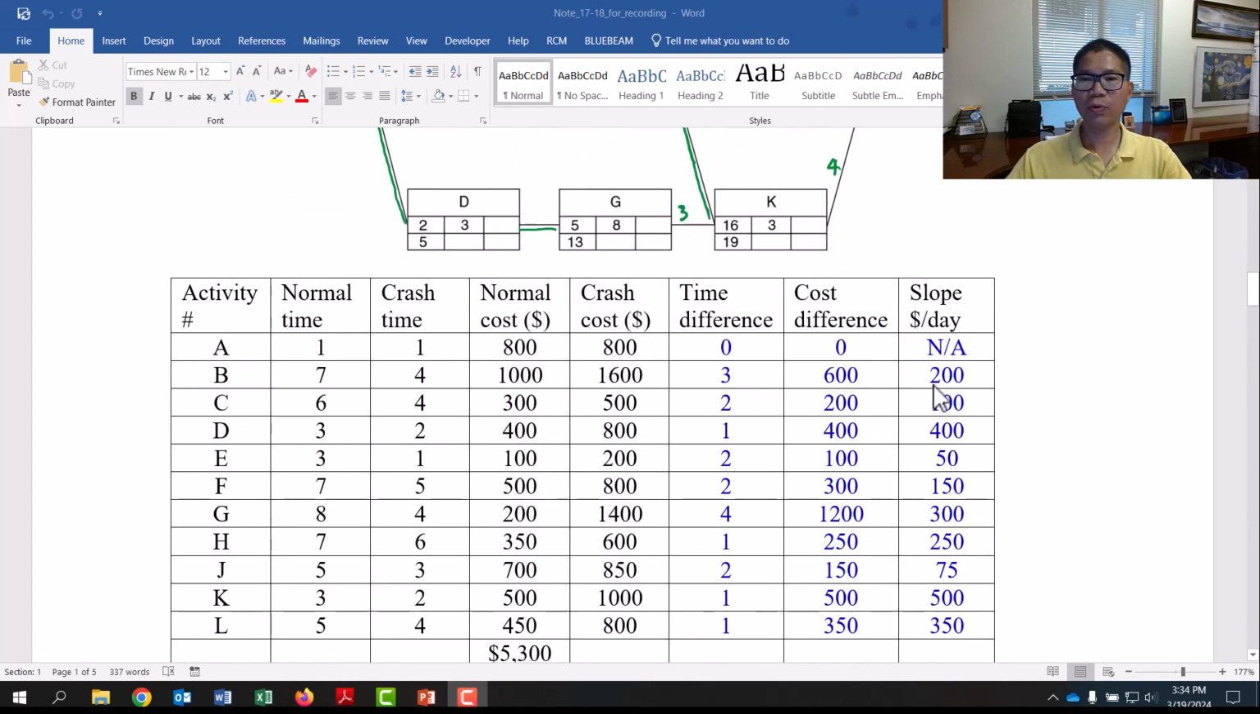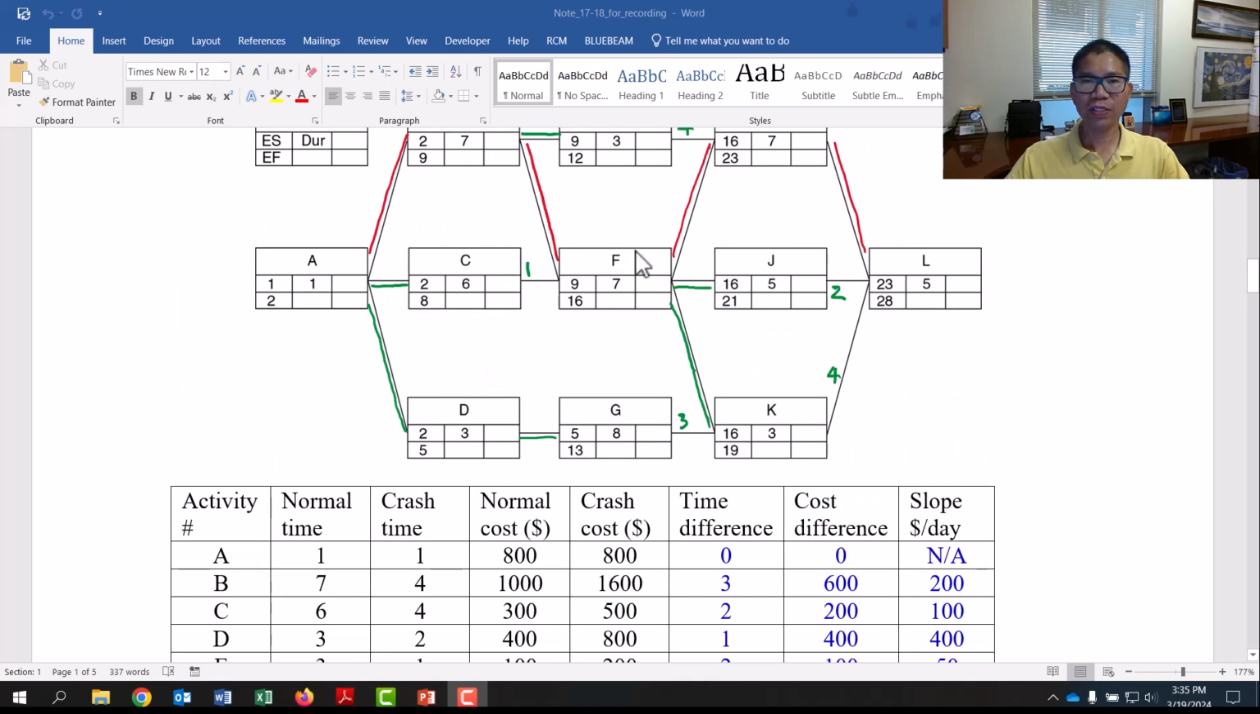So between 200, 150 for F, 250 for H, 350 for L, the lowest cost, the lowest slope per day, is F. So we need to crash F first.